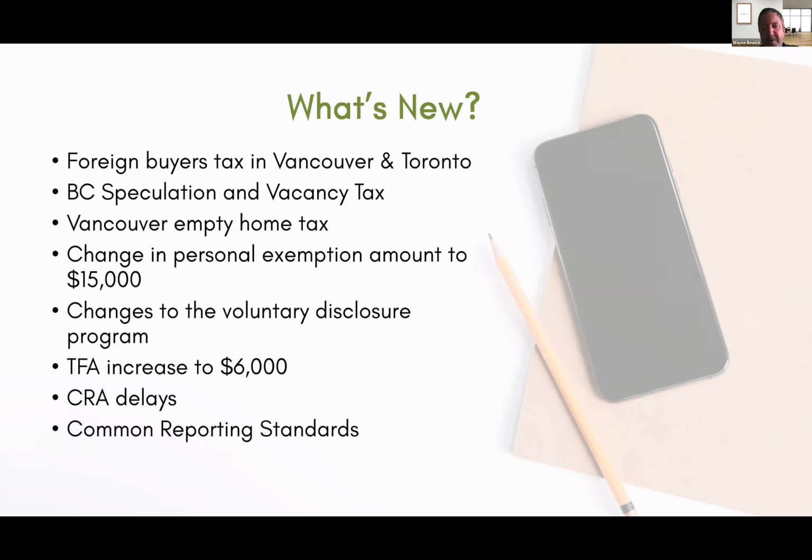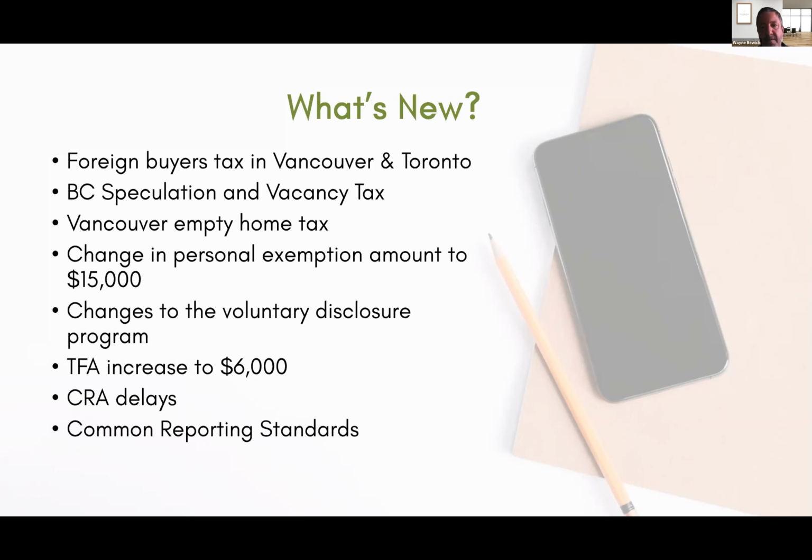One other thing I did want to speak about is the CRA and the delays. Anytime there's an international tax issue and you're dealing with the CRA, sometimes things are taking up to 2 years. So if you're working with the CRA and you have an international tax issue, don't be surprised if it takes forever to get things processed.